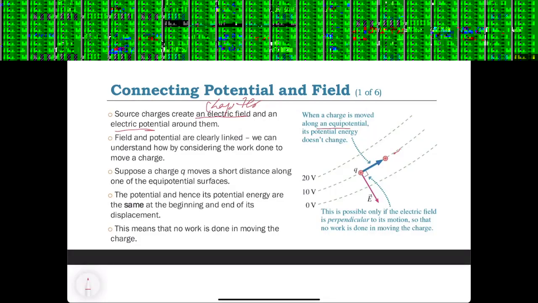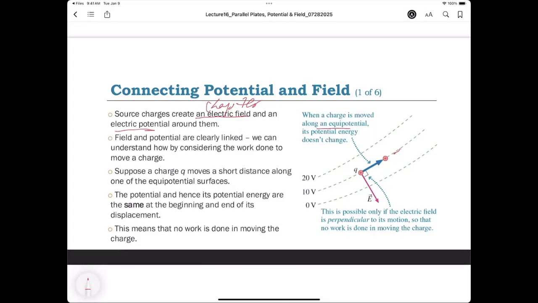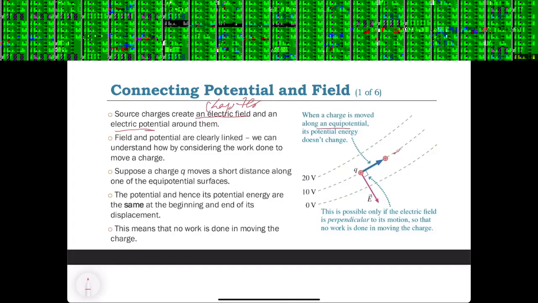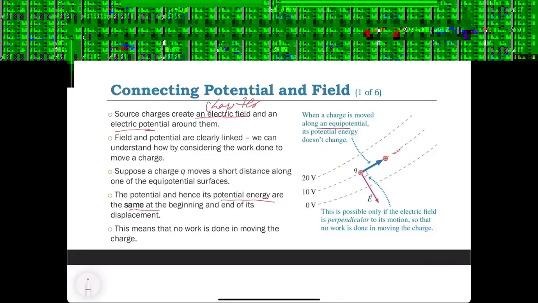Suppose a charge Q moves a short distance along one of the equipotential surfaces. The potential, and hence its potential energy, are the same at the beginning and the end of its displacement. This means that no work is done in moving the charge. Does that make sense to you? Because the potential energy is the same at the beginning and the end.